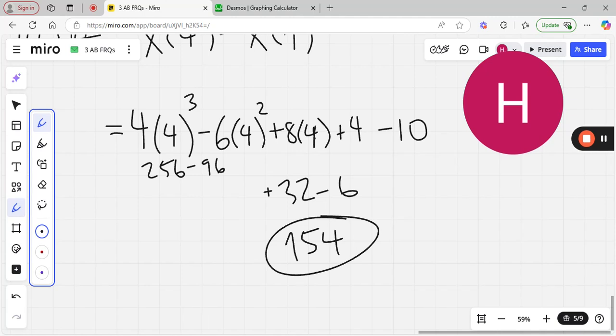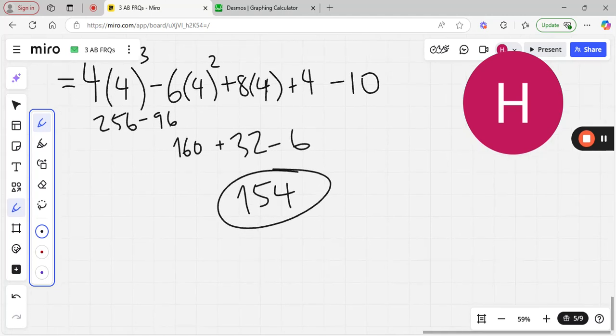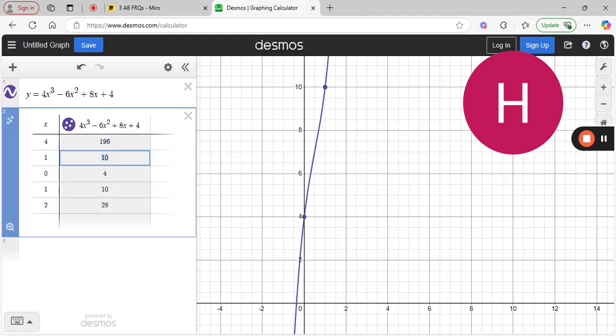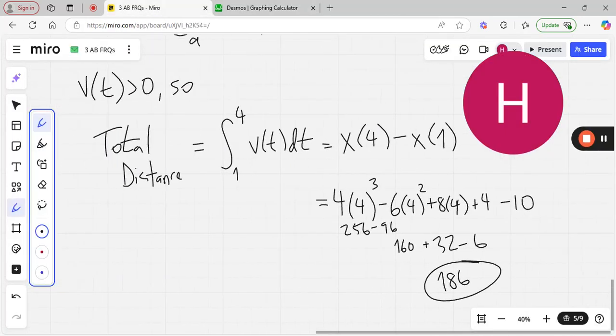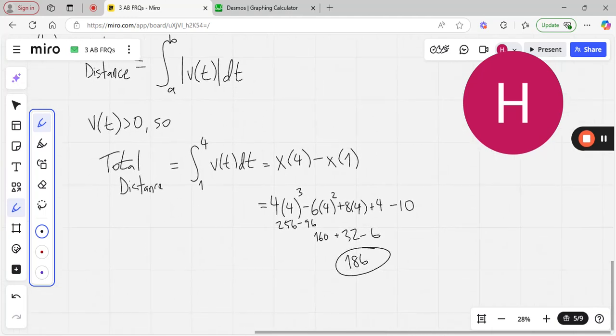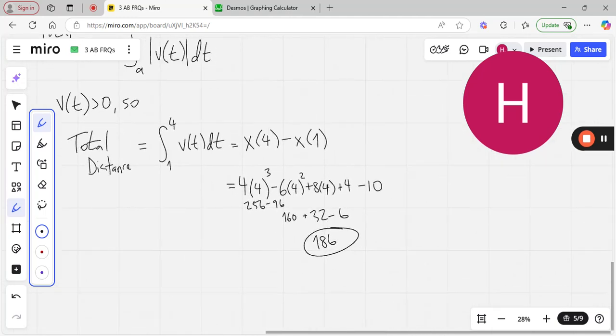So we're going to have, let's see, minus 100 and plus 4. Looks a little bit better. 192 minus 6 is going to be 186. Okay, and that's what we would get if we did 196 minus 10. All right, so we used Desmos at the end there, but really we didn't need that for that much. And this is the total distance traveled by the particle from 1 to 4.